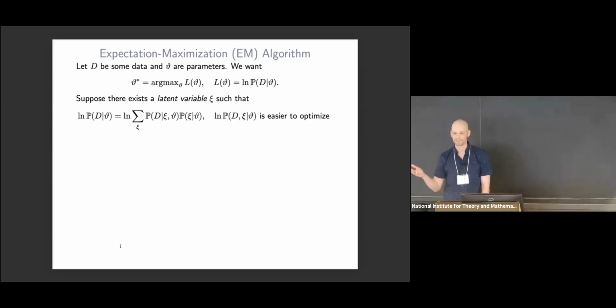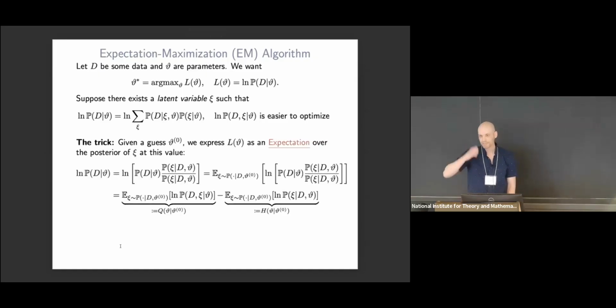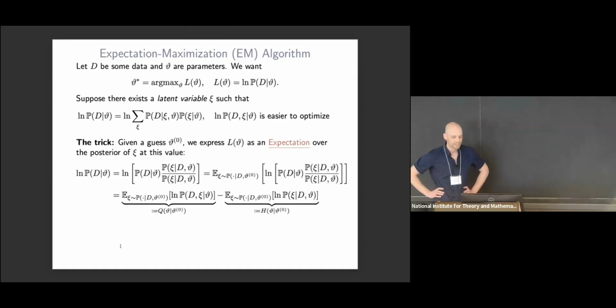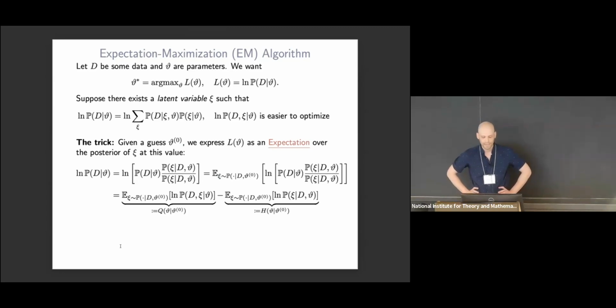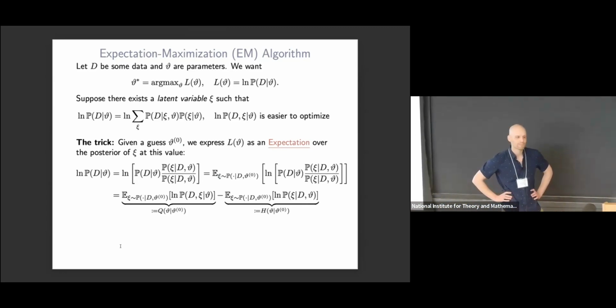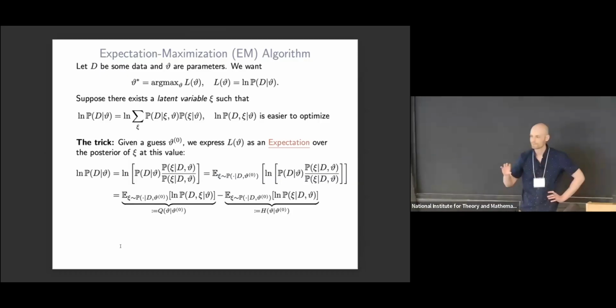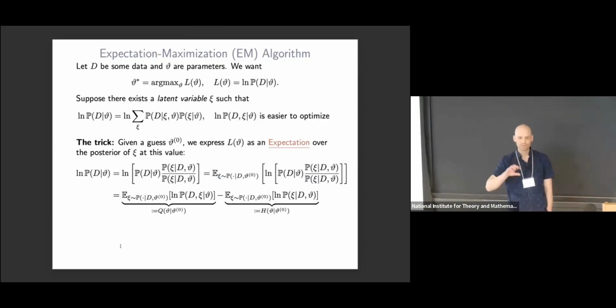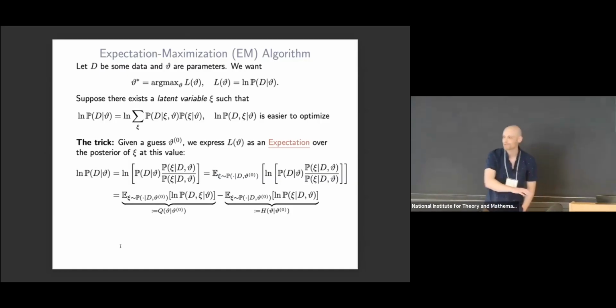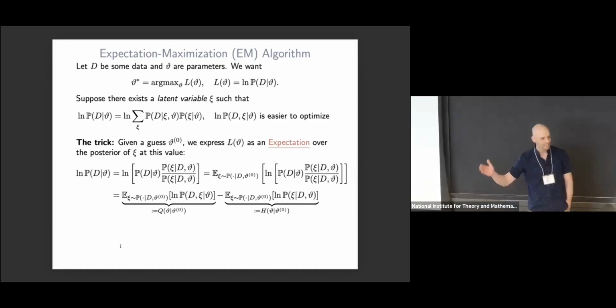Easy means convex in optimization, often. Or the full problem might have vanishing gradients, but if we know the assignment, it doesn't. The EM algorithm is essentially based on a trick. We take the log likelihood and represent it as an expectation over the posterior distribution of the latent variable at a different parameter. So we have a guess of the parameter.